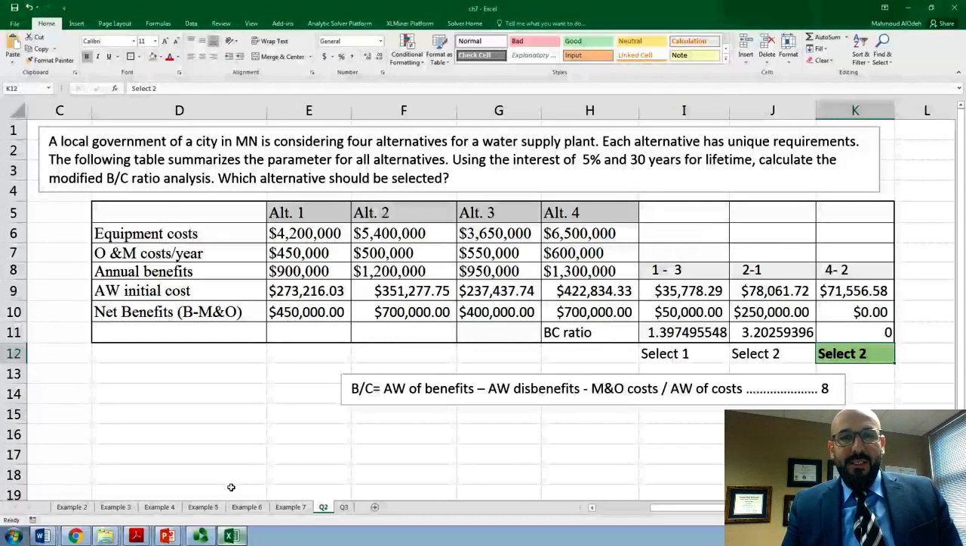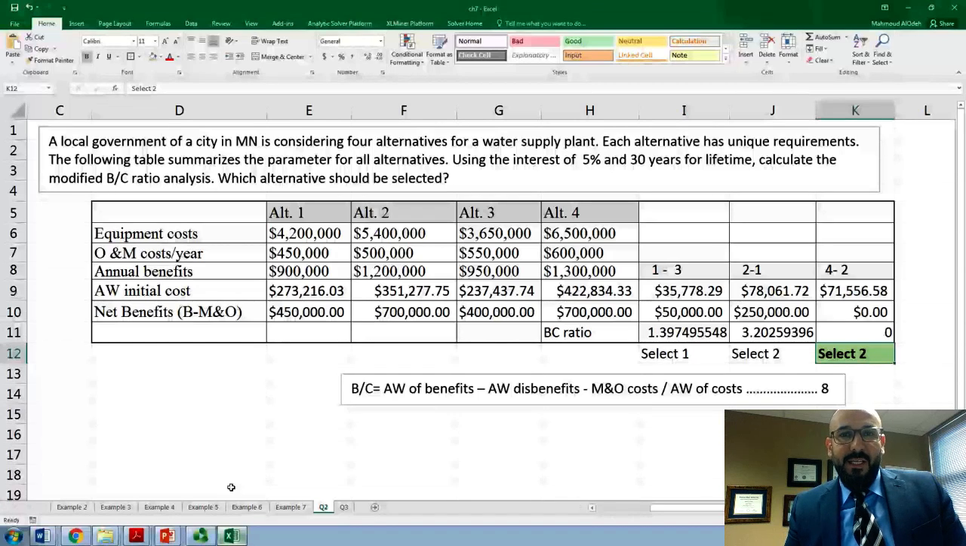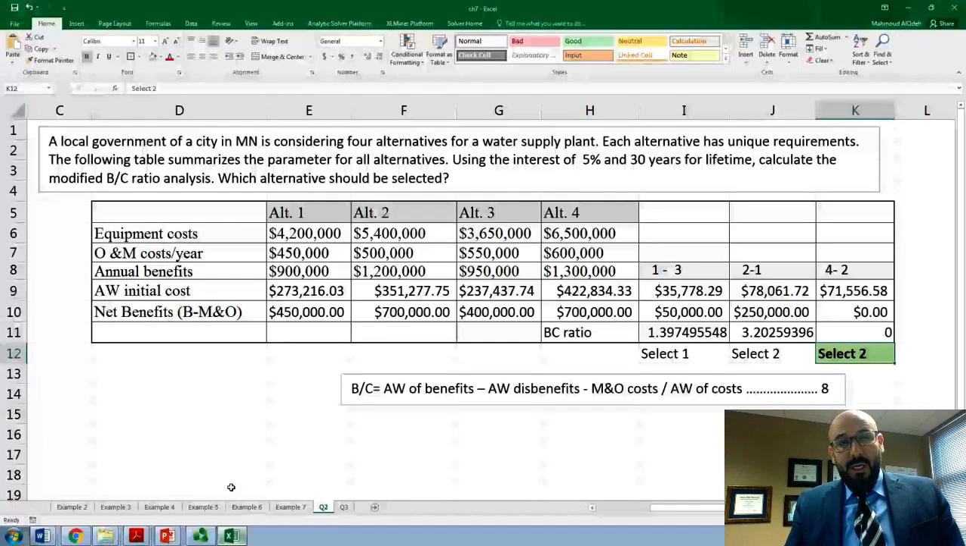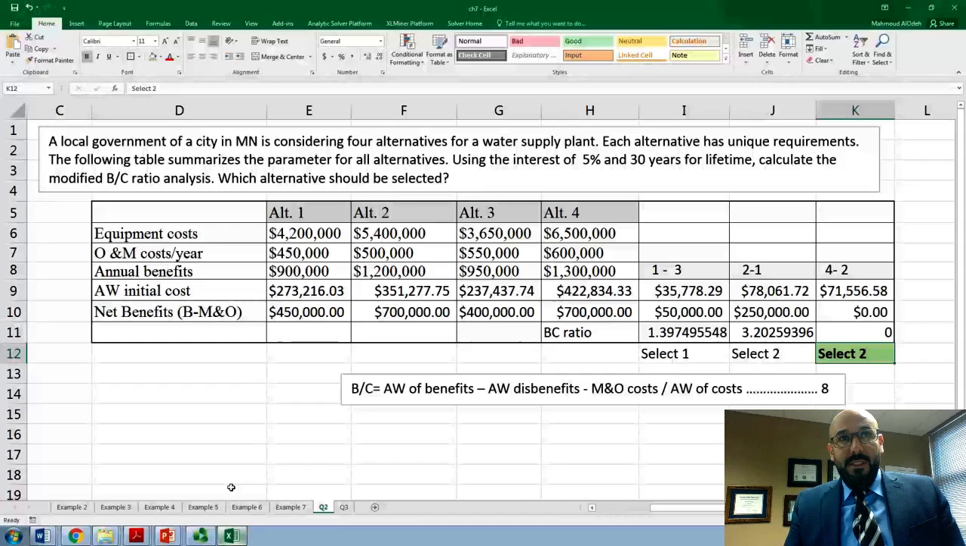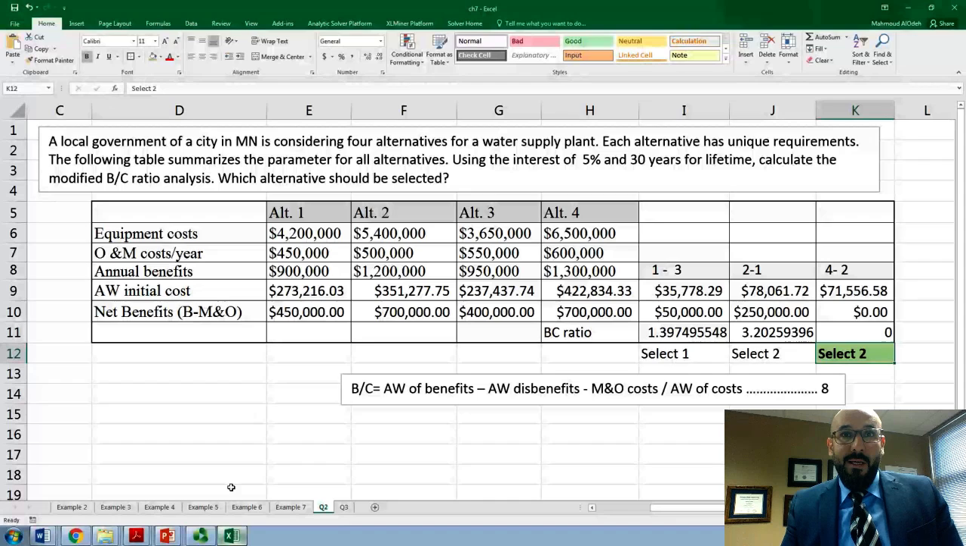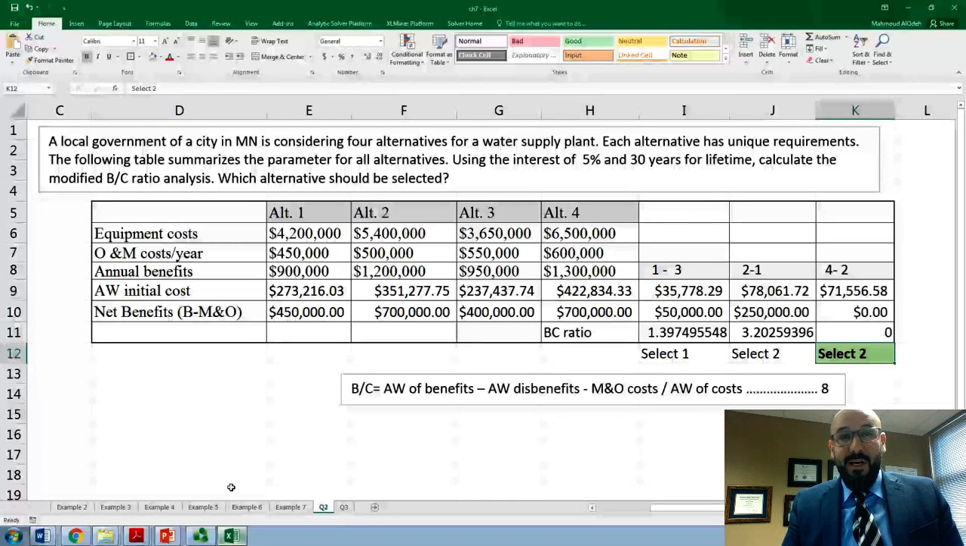BC ratio is one of the economic analyses that we use for public projects. So whenever we have a public project, we use the BC ratio. In the BC ratio, we find the benefit of a project and compare that to the cost. We divide the benefit by the cost.